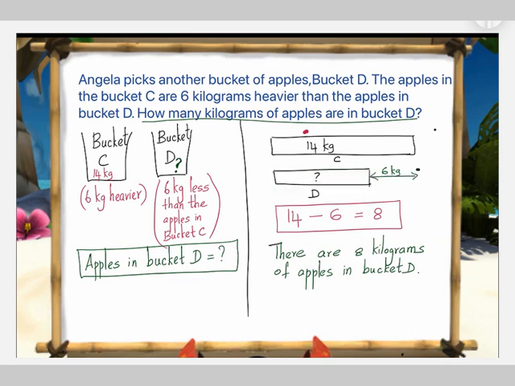So what we have to do is, we have to subtract this 14 and 6 to find the weight of how heavy bucket D is. So when we subtracted, we got 8. What is that 8? 8 is the kilograms, because we subtracted 6 kilograms from 14 kilograms, and we got 8 kilograms. So the statement should be, there are 8 kilograms of apples in bucket D.